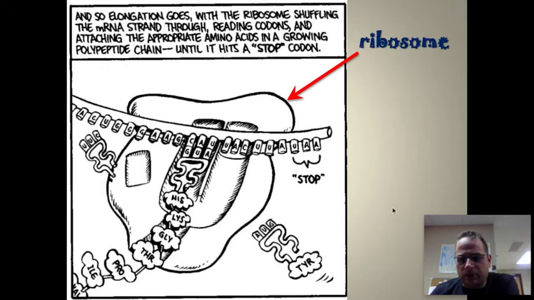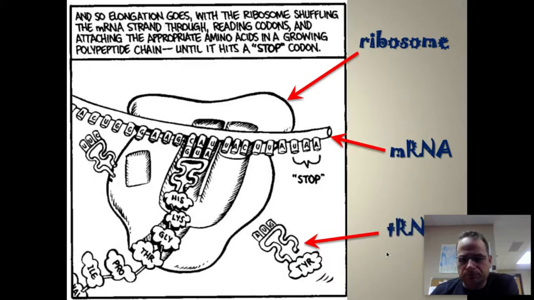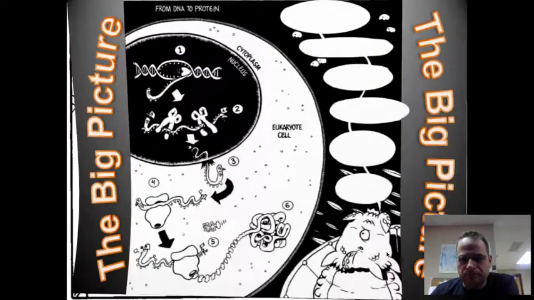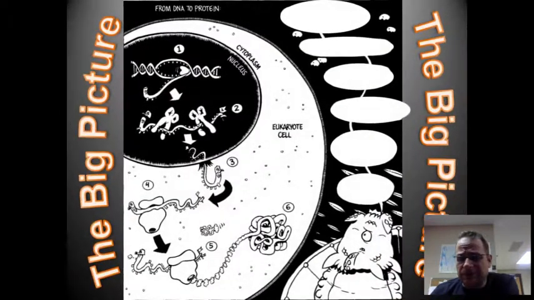So this is an example of the ribosome. And here's an example of the mRNA, kind of like the blueprint. And here's the tRNA bringing in the amino acid here. And that's going to be it for today.